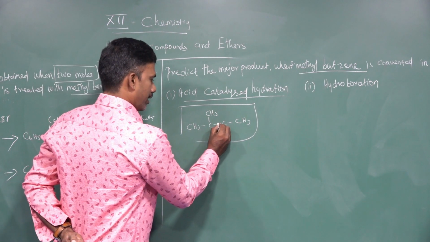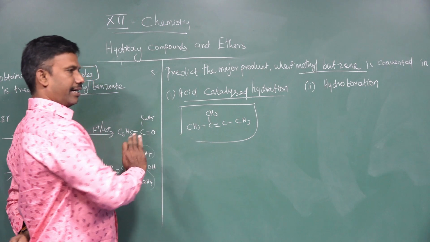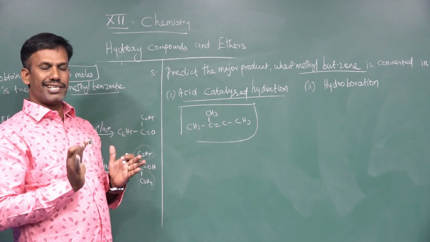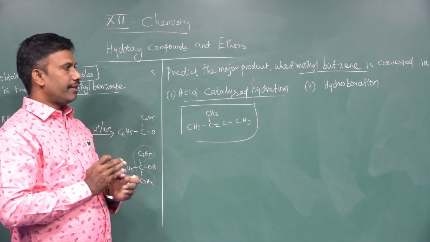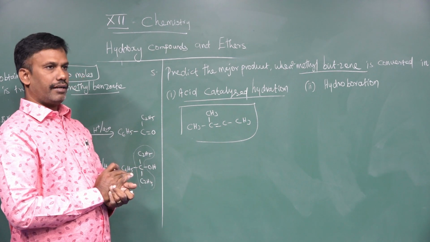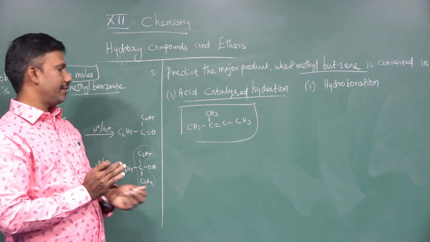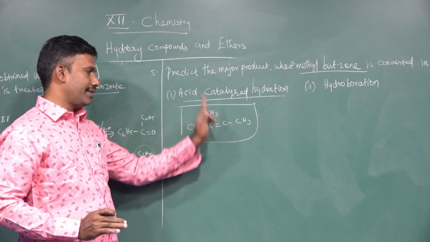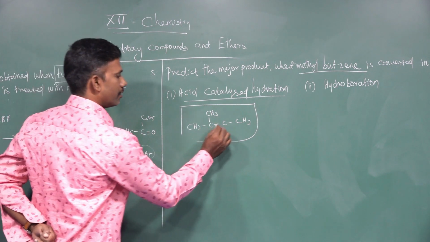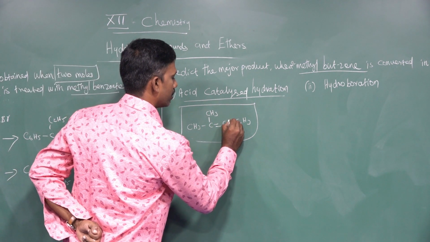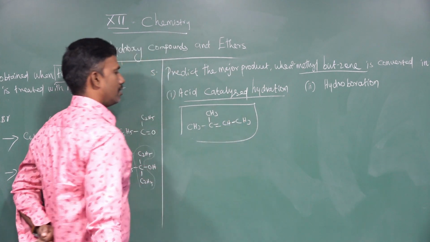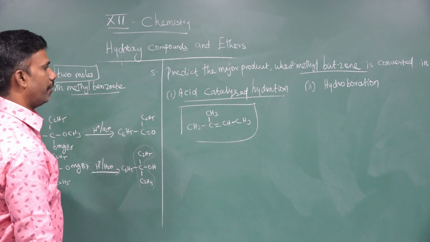What is called an unsymmetrical alkene? If on either side of the double bond the same group is there, that is called a symmetrical alkene. But if two different groups are there, that is called an unsymmetrical alkene. See here, this is an unsymmetrical alkene, so it's not balanced. This is the 2-methyl-2-butene.